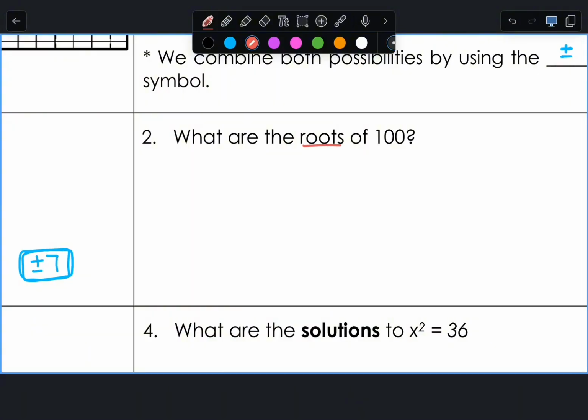What's the square root of 100? 10. Just 10? So good. And negative 10 times 10 is 100. Negative 10 times negative 10 is also 100. So we can say that x is equal to plus negative, positive negative 10.